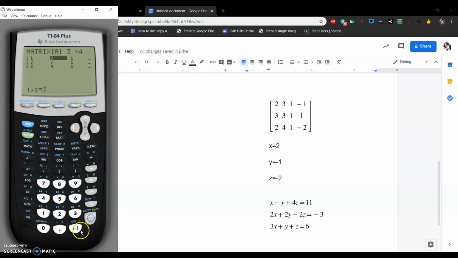This time I'm going to have 1, -1, 4, 11, 2, 2, -2, -3, 3, 1, 1, and 6. So again, I'm just going to make sure that I've got everything typed in correctly. Everything looks good. So matrix, math, RREF for matrix A.